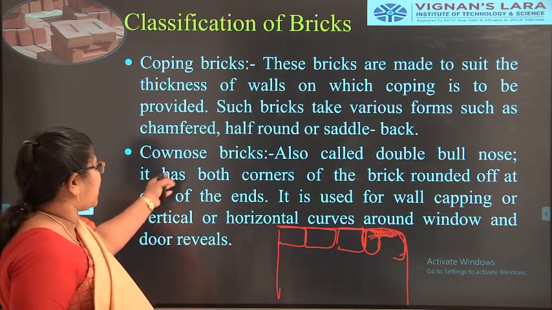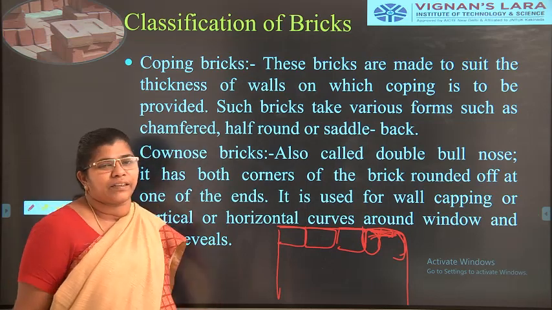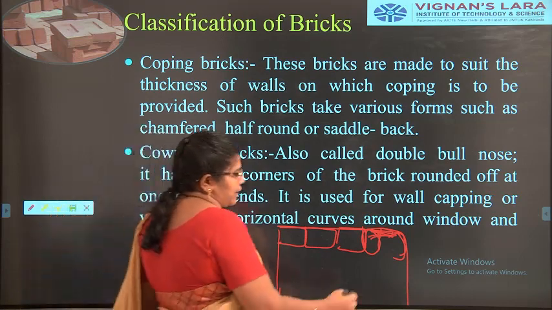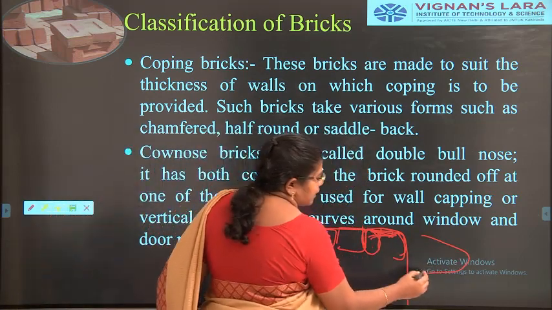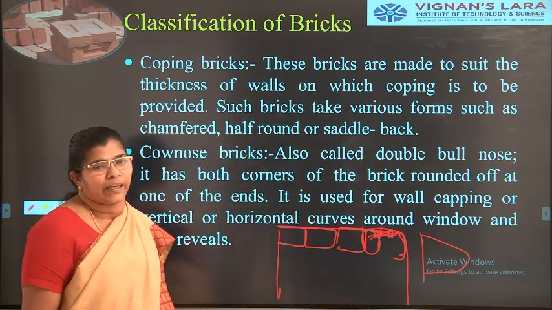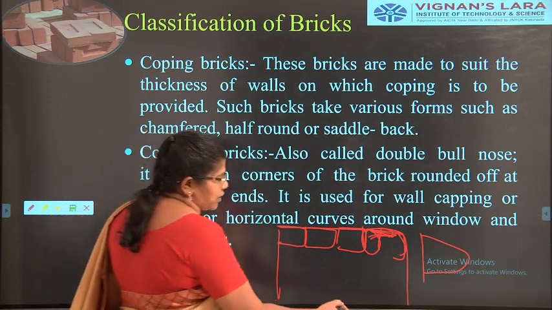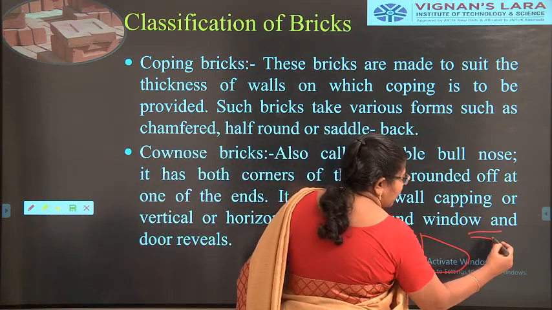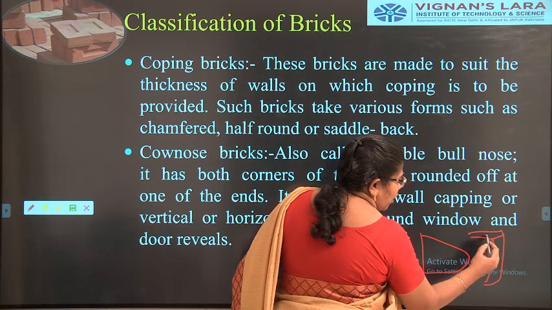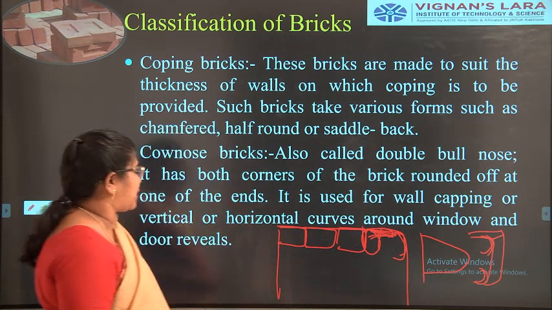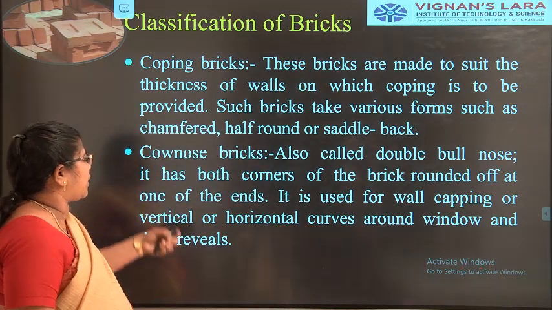And the next one, cow nose bricks. All of you know that the bricks will have edges like this. Okay, the edges will be like this, so we call it a cow nose brick. This is used for wall capping. If there is a wall, the corners of the walls will be there. In the corners we use this capping of bricks. That we call wall capping, and those bricks we call cow nose bricks.